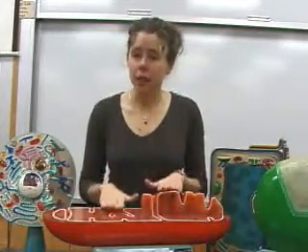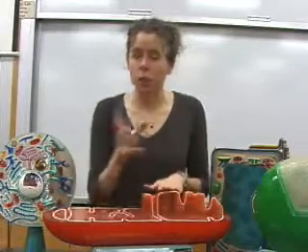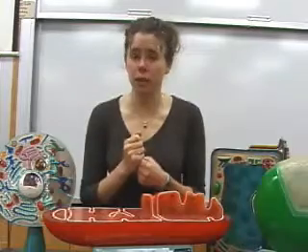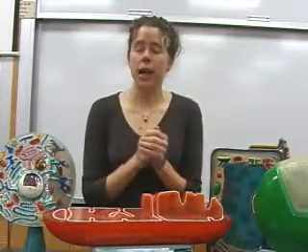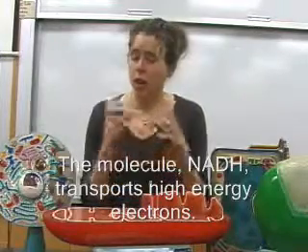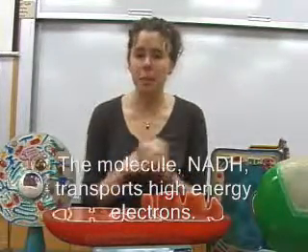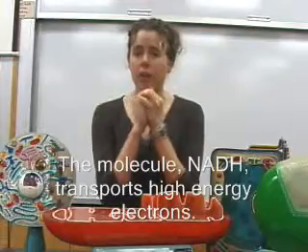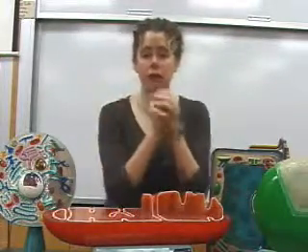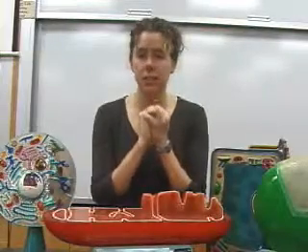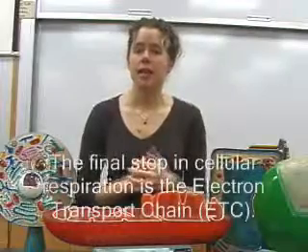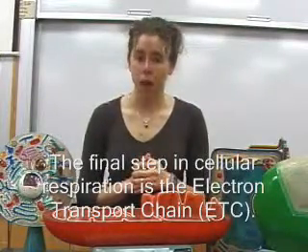In the case of the cell, during cellular respiration, we're stripping off those high energy electrons from that sugar molecule, and we're using an energy shuttle, an electron shuttle called NADH. It's a complex molecule with a simple job. It captures high energy electrons in their high energy state and shuttles them to the final step in cellular respiration. This final step is the electron transport chain.